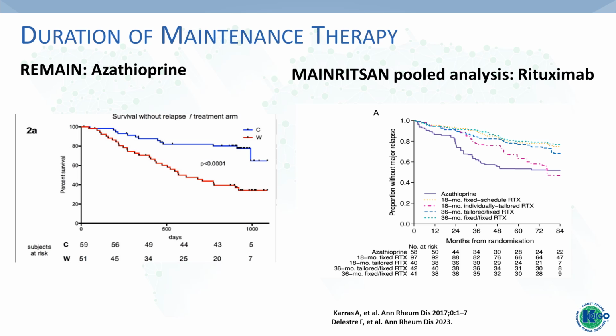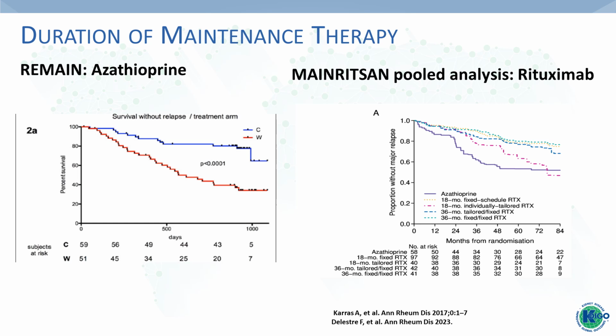And here is what the trial evidence was based on. The REMAIN trial tested the use of azathioprine and prednisone, either stopping at month 24 or extending to month 48, and basically showed that patients who continued had a superior relapse-free survival. There was a 2.8-fold increase in relapse in those that withdrew from immunosuppression compared to those that continued immunosuppression.